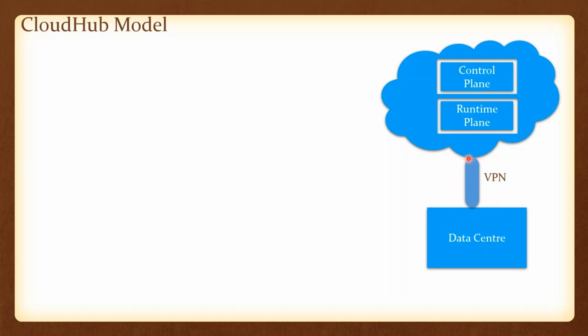Now the catch over here is, if you want to have a VPN connectivity, you need to have a virtual private cloud subscription. So we have to get a virtual private cloud subscription. And what are the benefits of having VPC? That you can establish a VPN connectivity to secure the connection from CloudHub to the data center.